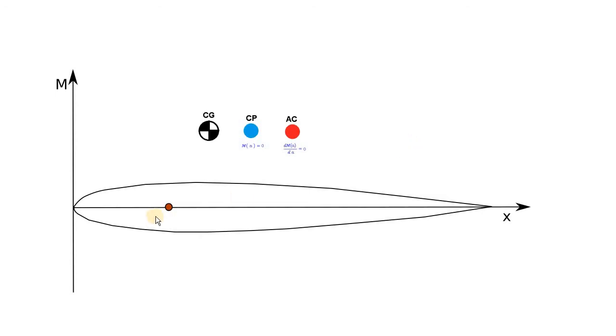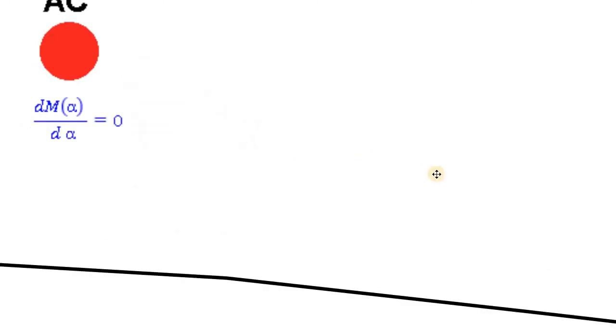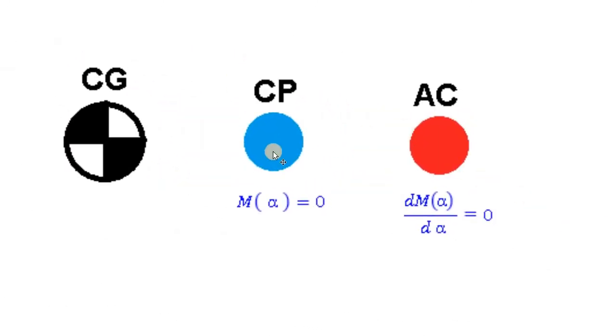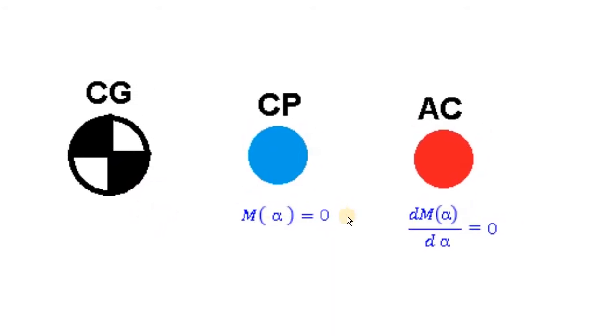Now let's look at the properties of airfoils with respect to the moment. The main property is the center of pressure, the point where the moment is equal to 0, and the second point is where the moment is constant with respect to the angle of attack. So if you change the angle of attack, the moment is not going to change, it stays constant. And we also have the third point, the center of gravity. This point is very important for the airplane design, to make sure that we have a stable configuration.